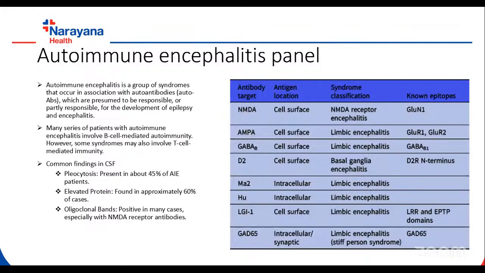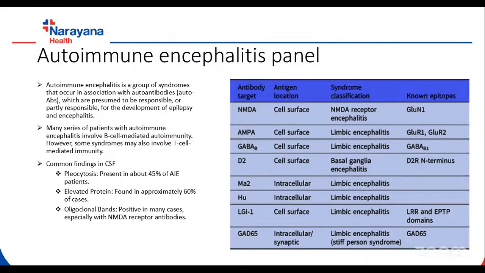Autoimmune encephalitis panel. It is a group of syndromes that occur in association with autoantibodies, which are presumed to be responsible for encephalitis and further development of epilepsy. It generally involves B cell mediated autoimmunity, and this will be a slight indication that, along with your signs and symptoms and your radiological investigations like MRI, might also help in pinpointing that it can be an autoimmune encephalitis. Like there will be a slight pleocytosis, which is seen in 45% of the cases.